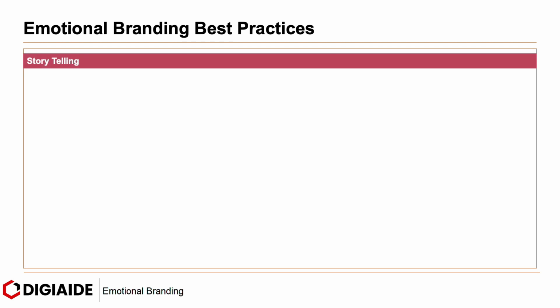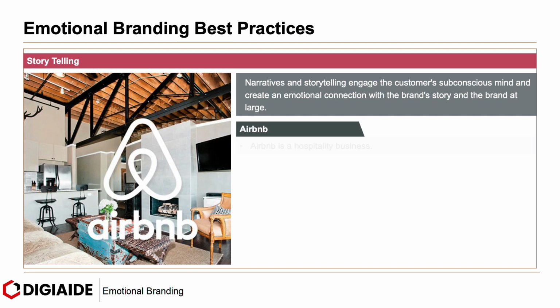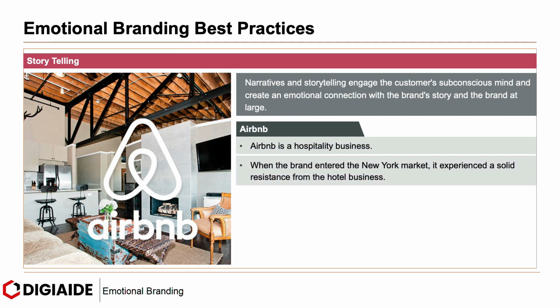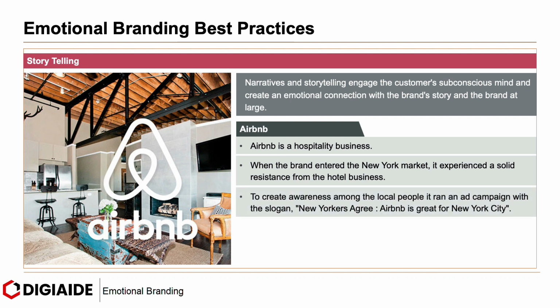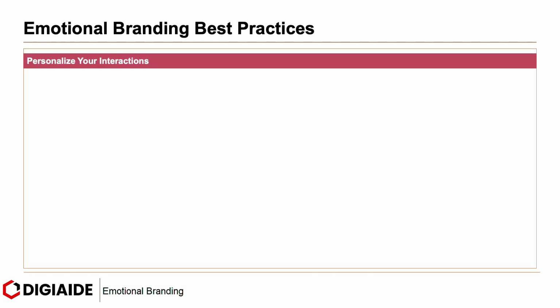Next up is storytelling. Narratives and storytelling engage the customer's subconscious mind and create an emotional connection with the brand story and brand at large. Example, Airbnb. Airbnb is in the hospitality business. When the brand entered the New York market, it experienced solid resistance from the hotel business. To create awareness among the local people, it ran an ad campaign with the slogan, "New Yorkers agree, Airbnb is great for New York City." To make an even more striking impact, the brand created a video of Carol Williams, who was one of its hosts.